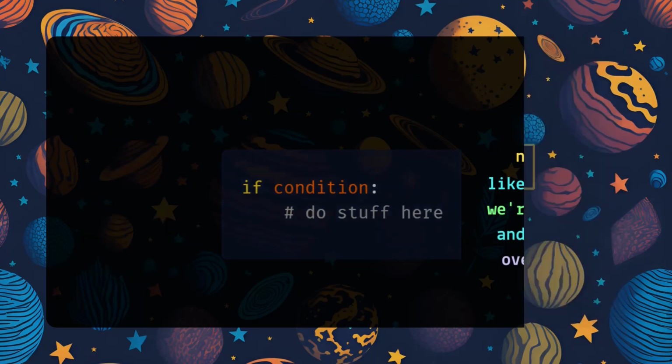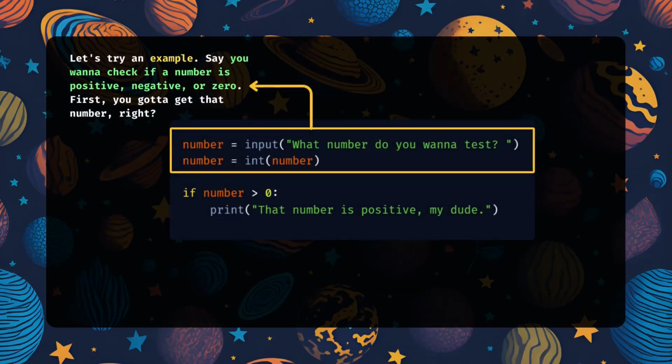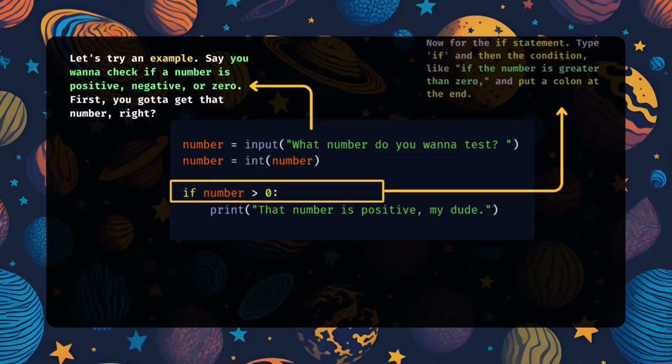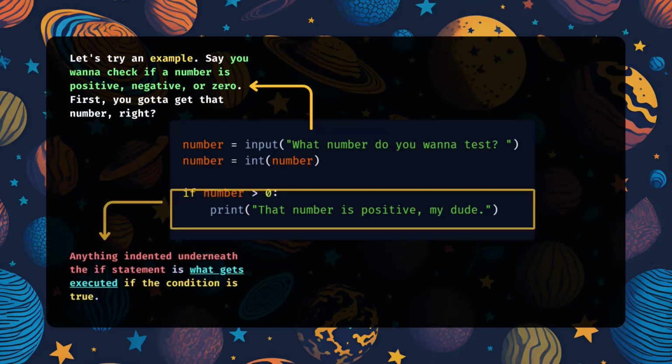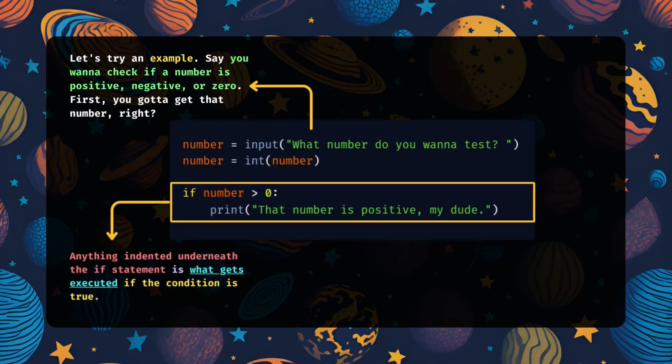Let's try an example. Say you want to check if a number is positive, negative, or 0. First, you got to get that number, right? Now for the if statement. Type if, and then the condition, like, if the number is greater than 0, and put a colon at the end. Anything indented underneath the if statement is what gets executed if the condition is true.